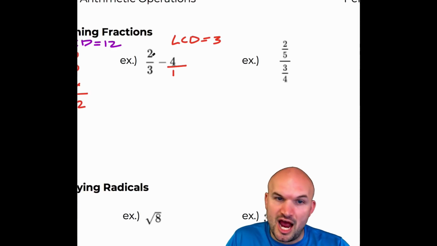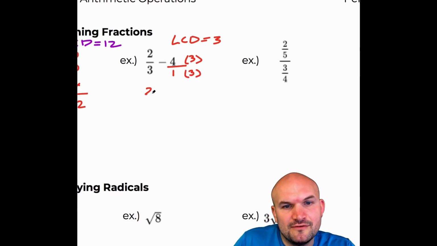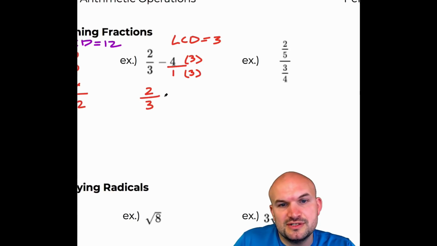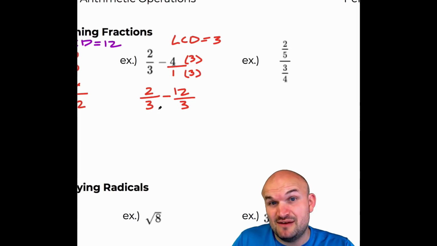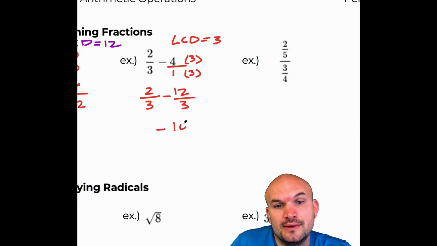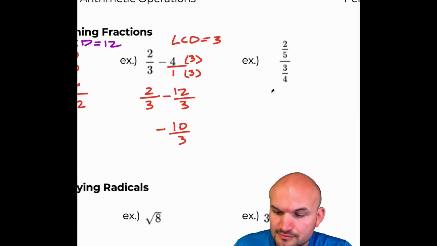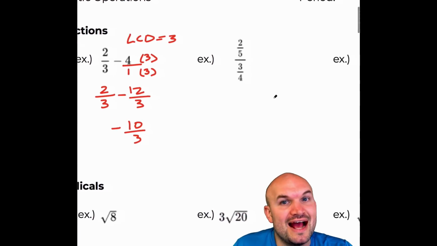Now notice here I already have a 3, so I don't need to do anything over there. But over here, I'll want to multiply by 3 on the top and the bottom. Therefore, I'm going to rewrite this as 2/3 minus 12/3. Again, we have our common denominators, and then we're doing 2 minus 12. It's like you have $2 and you owe somebody $12. Now you're going to owe them 10 over 3, so -10/3.